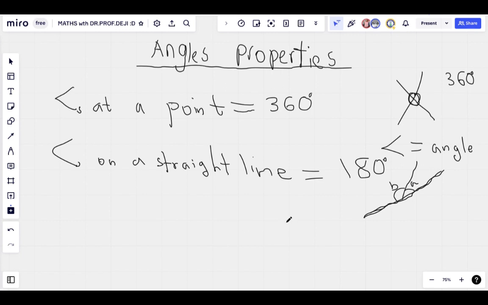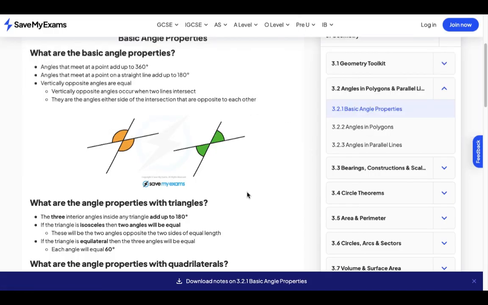So we can simply say A plus B is equal to 180 degrees. Is that okay? Now let's move on quickly. It's just a rule I want us to catch up with. A plus B equals 180 degrees. Now let's take a look at this.